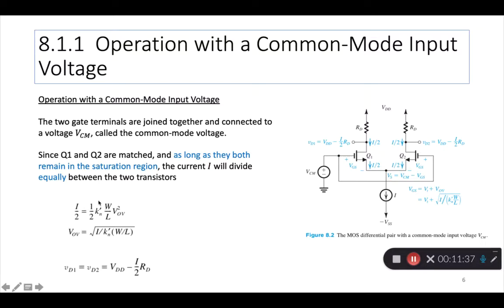So the I by 2 is in each device, and then the corresponding overdrive voltage can be found using this formula. Also, the voltages at the drains, VD1 and VD2, are equal, and each is VDD minus half I times RD.